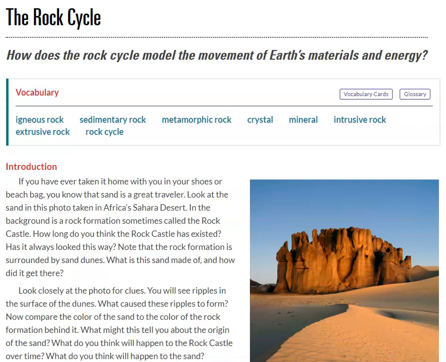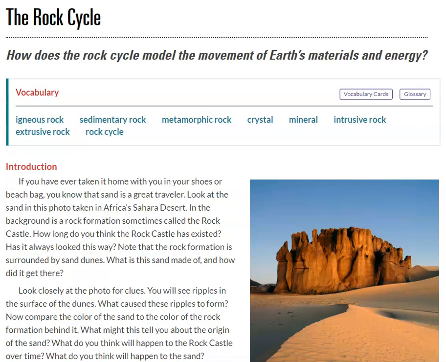The introduction. If you have ever taken it home with you in your shoes or beach bag, you know that sand is a great traveler. Look at the sand in this photo taken in Africa's Sahara Desert. In the background is a rock formation, sometimes called the Rock Castle. How long do you think the Rock Castle has existed? Has it always looked this way?